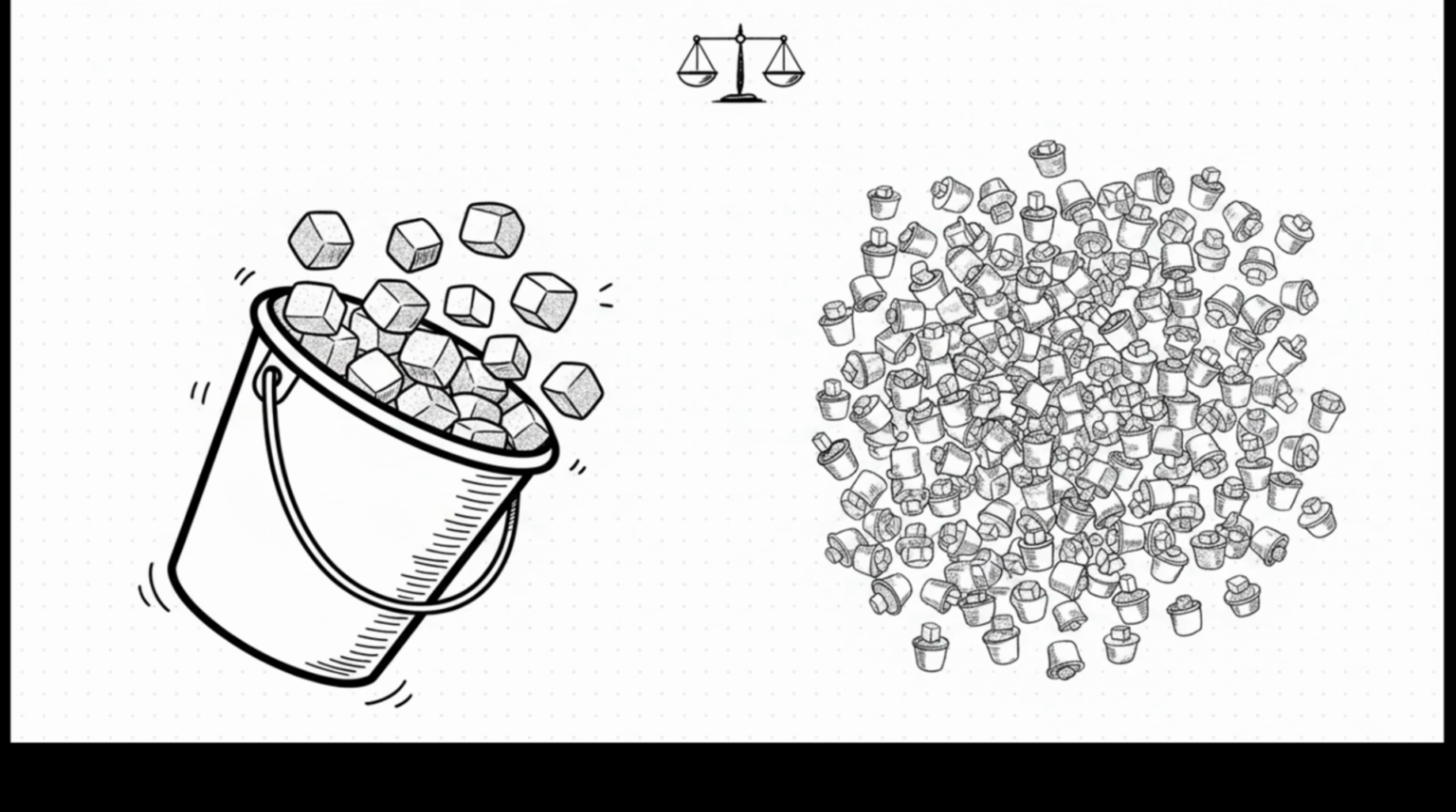But on the flip side, if you choose way too many buckets, you fall victim to the many small files problem. That creates massive overhead and basically chokes your file system. The simple takeaway: just take your total data size and divide it by that target file size of 256 megabytes to 1 gigabyte to find your perfect bucket count.